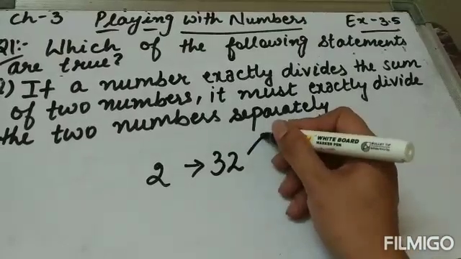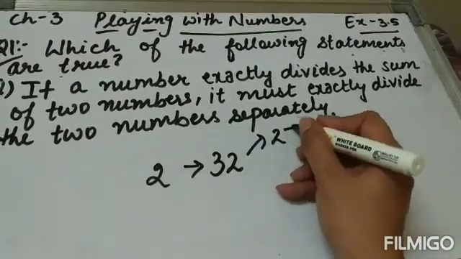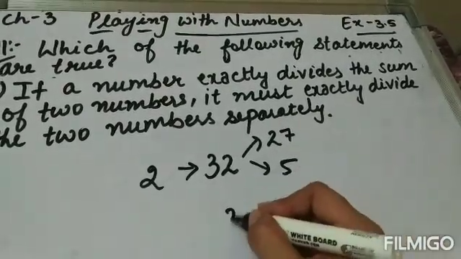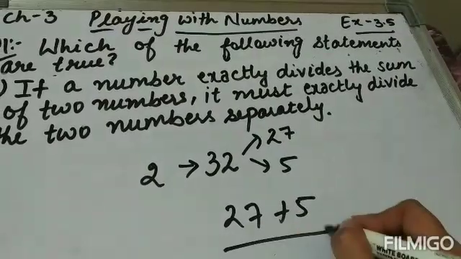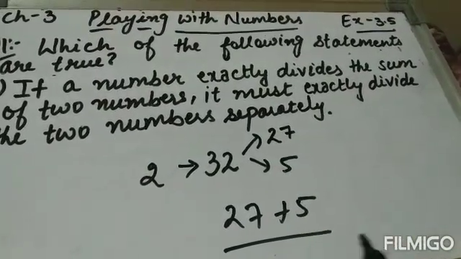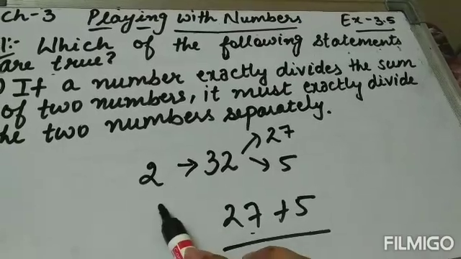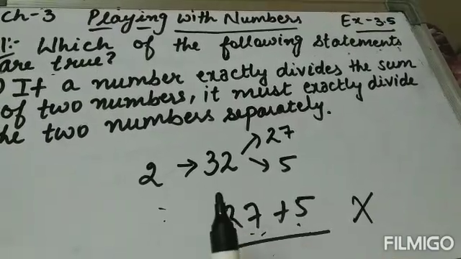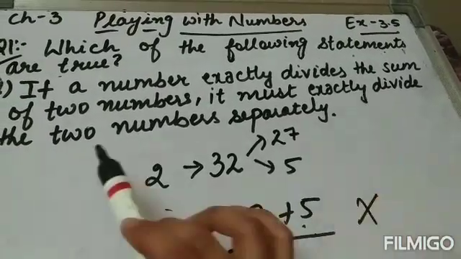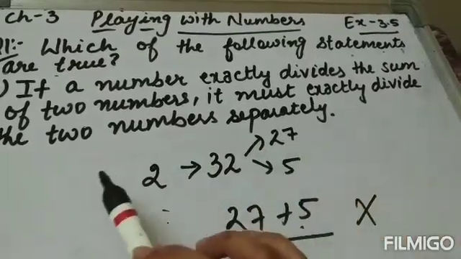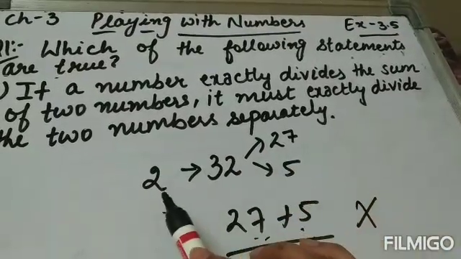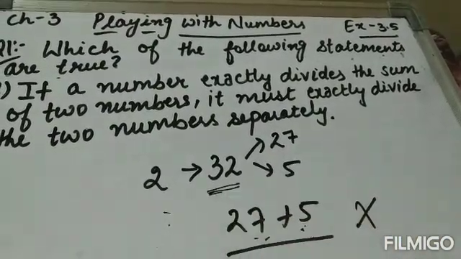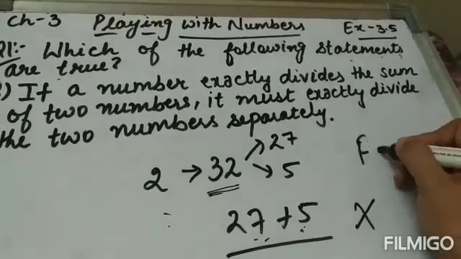as 27 and 5, 32 can be written as 27 plus 5, and if I write 32 as 27 plus 5, is 27 and 5 divisible by 2? No. This 27 and 5 both are not divisible by 2. So this statement is false, that if a number exactly divides the sum of two numbers, it must exactly divide the two numbers separately. So here 2 is not dividing 27 and 5, but it is dividing 32. So this statement is false. So you will write false.